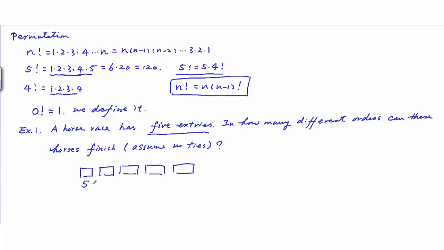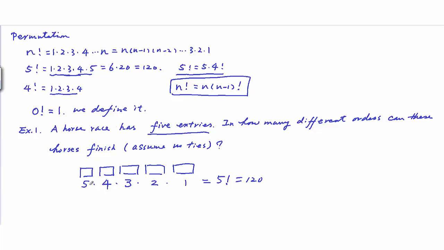place. And then after one horse takes the first place, for the second place you only have 4 possibilities, 4 ways to do it. And then for the third place you have 3 horses, then 2, then 1. So this is by the fundamental principle of counting, and we have this calculation. You multiply, and this is 5 factorial, which is 120. And this is an example of how we use n factorial.